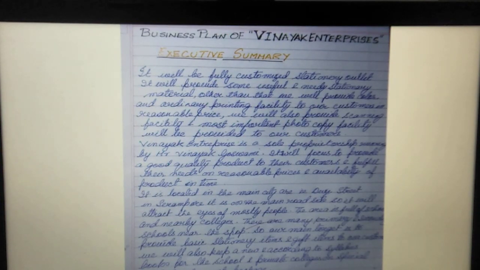Next comes the business plan of Vinayak Enterprises, or you can add your own enterprise's name here. First, you will be mentioning the executive summary. So what does this executive summary say? The executive summary shows how you will be doing the entire business, what your plans are. In this executive summary, we will mention the entire plan of the project, how things will be done, from where the raw materials will be collected, what the approximate cost will be. The entire plan of the business will be discussed in the executive summary.